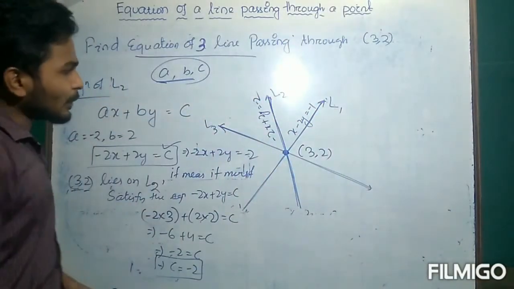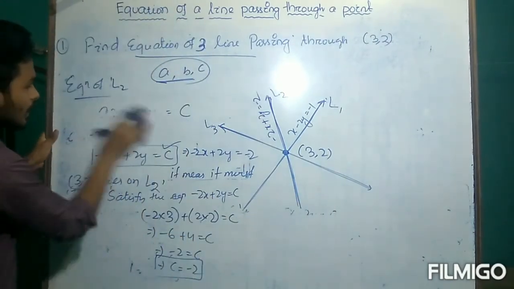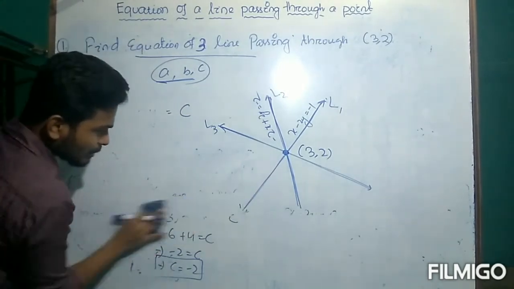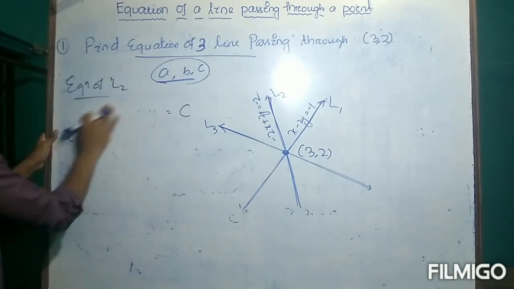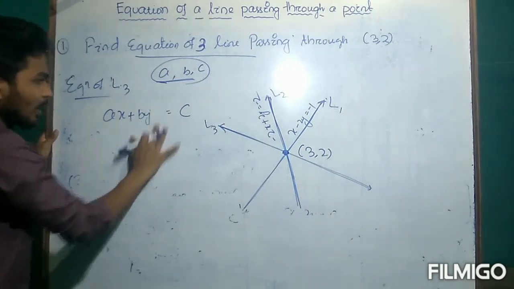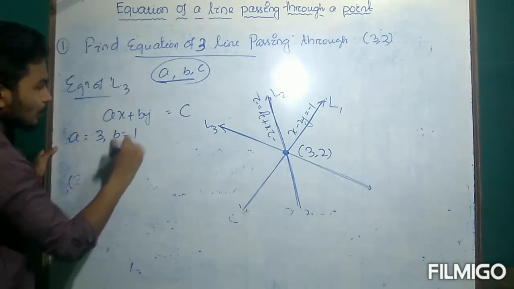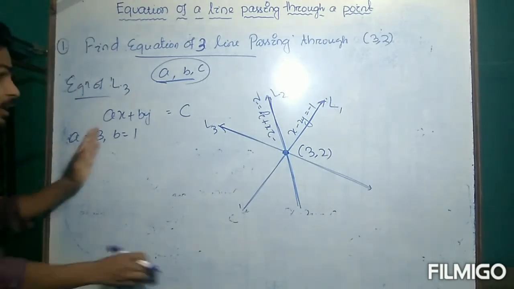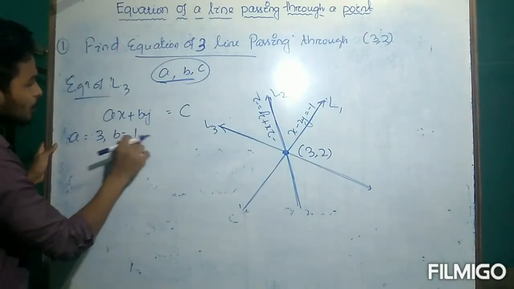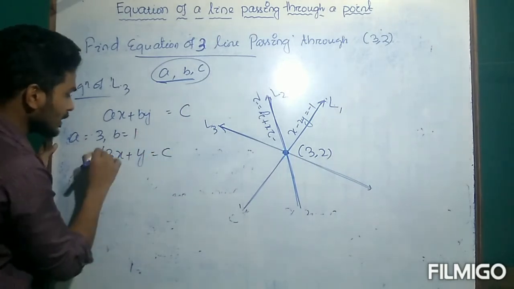Okay. Similarly, you can find the equation of the line L3. So let's find it. Since L3 is also a straight line, then it must represent a linear equation in two variables. Okay, suppose the linear equation in two variables will be ax plus by is equal to c. Now choose any value for a and b. I choose a to be 3, b to be 1. Take different values. Do not take the same values for L1, L2, L3. So a to be 3, b to be 1. So the equation will become 3x plus 1 into y is equal to c.